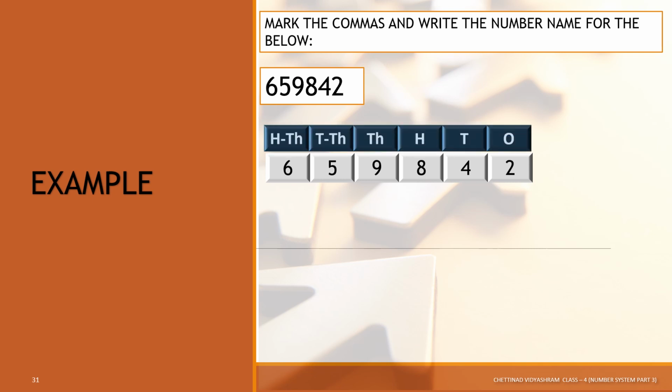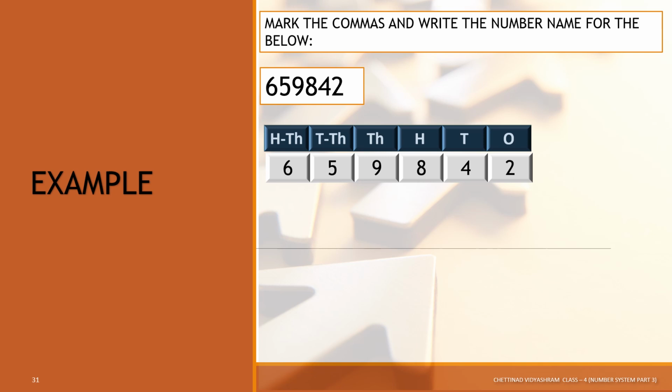Start reading the places above it, which is ones, tens, 100, 1000, 10,000. After 10,000 it is 100,000. Keep that in your mind. If it is Indian, it will be lakh. But if it is international place value, it is 100,000.